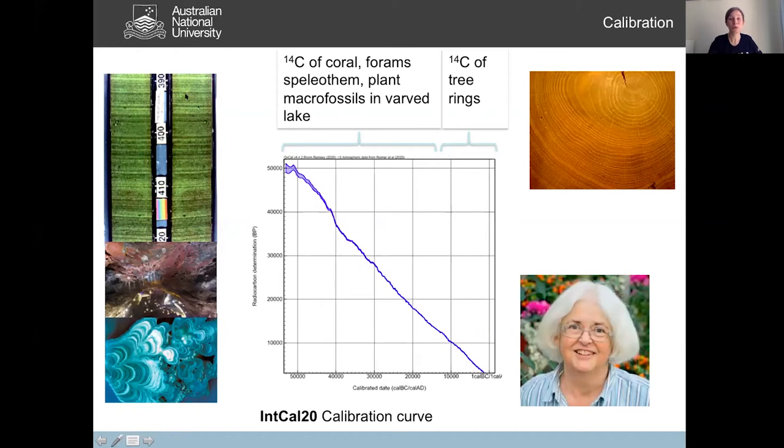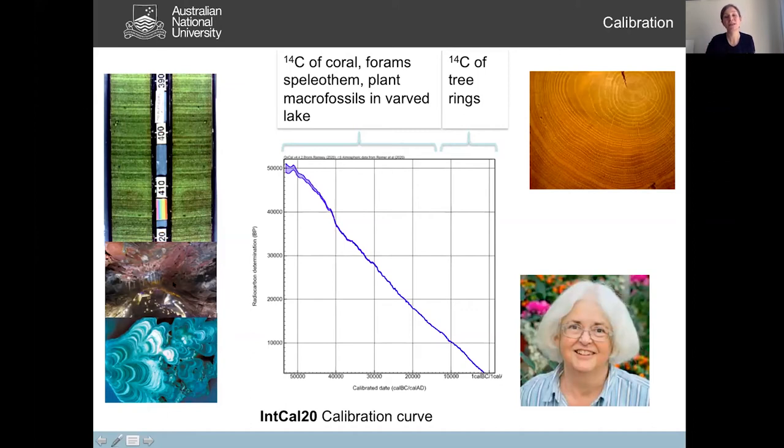So this is a core going through a lake, and each one of these dark and light bands represents a year, and numerous poor students and postdocs have had to count those. They go back to beyond 50,000 years. And we get lots of things like leaves and seeds preserved in this lake record. It's a very unique record. It's Lake Suigetsu in Japan. And it's really the only one that we have that goes back so far and so beautifully, as we'd say, laminated.